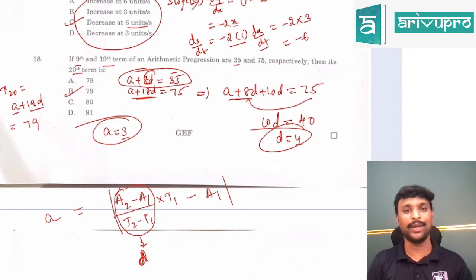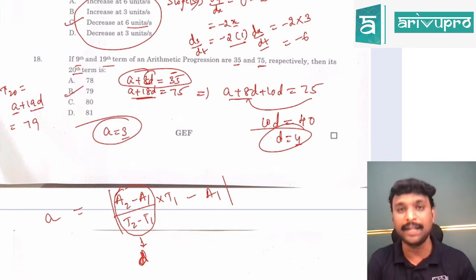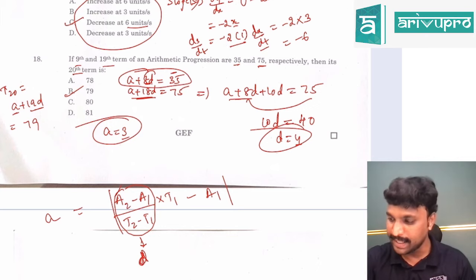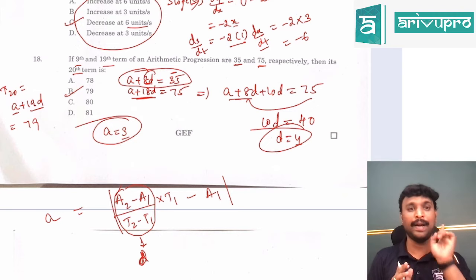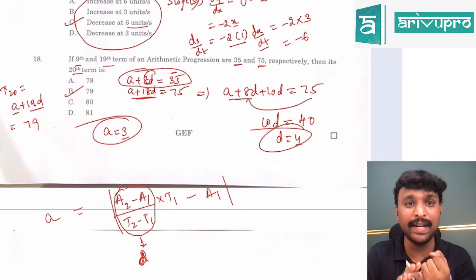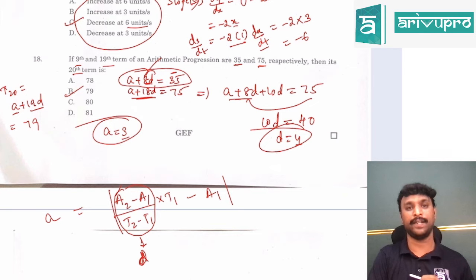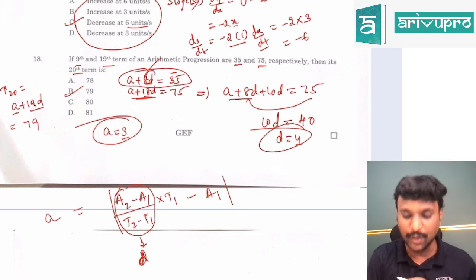Guys, what is A2 here? A2 is the second term, the highest term, which is 75. Type 75 minus A1. A1 is the first term, that is 35. So divided by T2 minus T1. Please understand, T1 is the coefficient of d in the first term and T2 is the coefficient of d in the second term. That means 8 and 18.